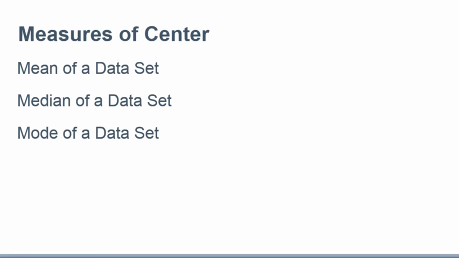To recap the section, measures of center. Mean of a data set. The sample mean, represented by x bar, is the sum of the data divided by the number of pieces of data we have. Median of a data set. Once the data is ordered, the median is the middle. Mode of a data set. The mode is the data point that occurs the most, whether it's 1 number, 2 numbers, 3 numbers, and so on. If no numbers repeat, then the data set is said to have no mode.